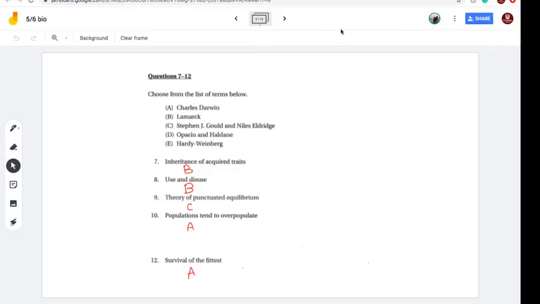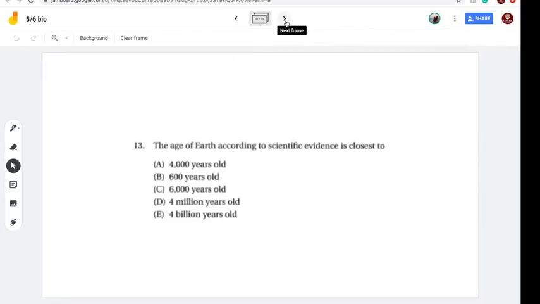Moving on to question 13. The age of Earth, according to scientific evidence, is closest to... well, scientists studied this actually, and the studies of radioactive dating and half-life tell us that Earth is about 4.6 billion years old. So the closest answer would be choice E.